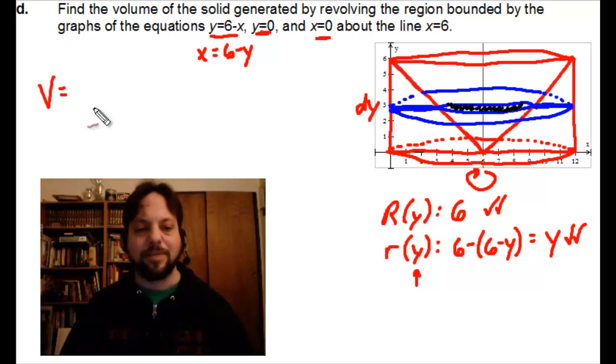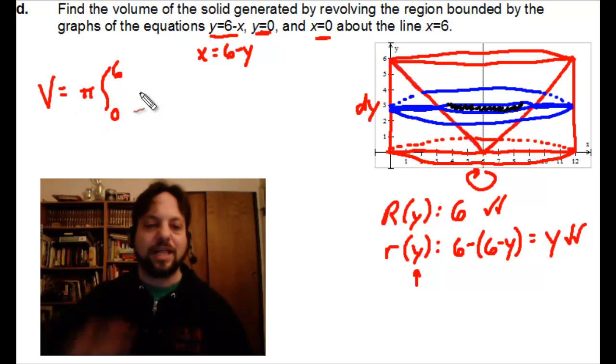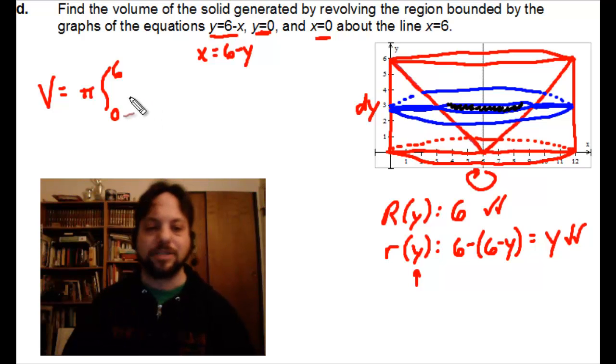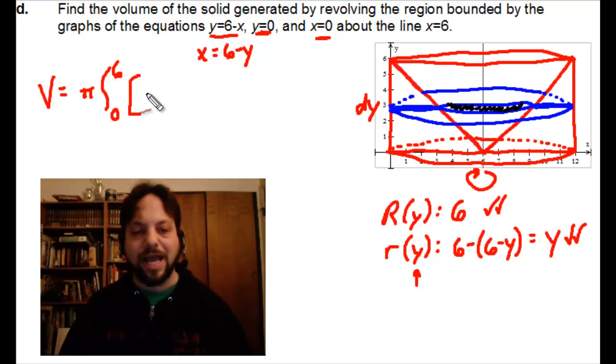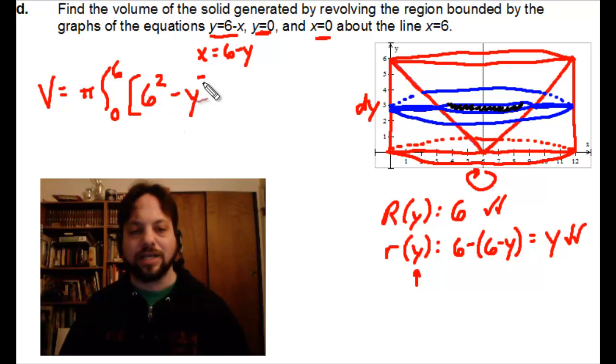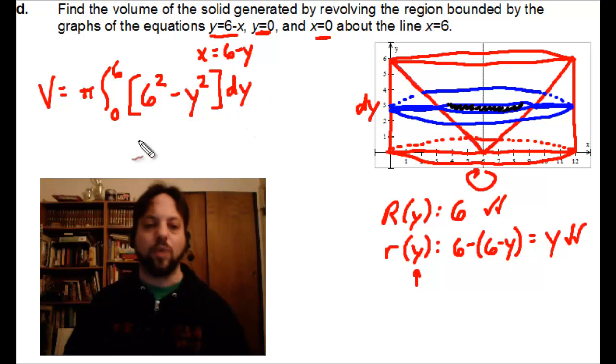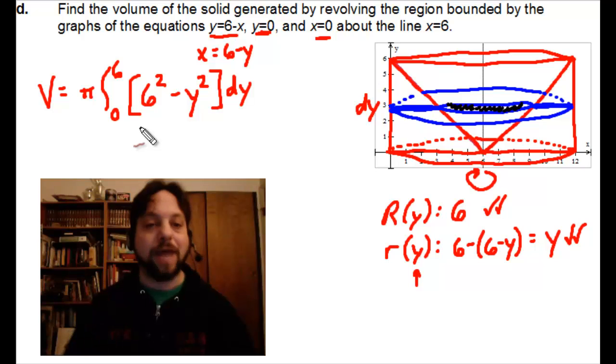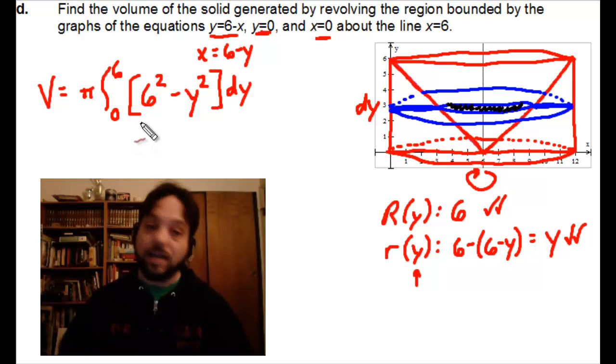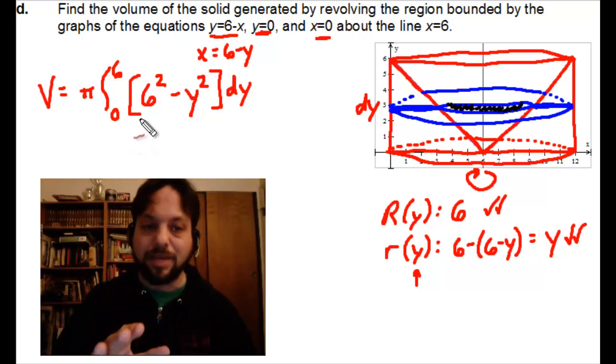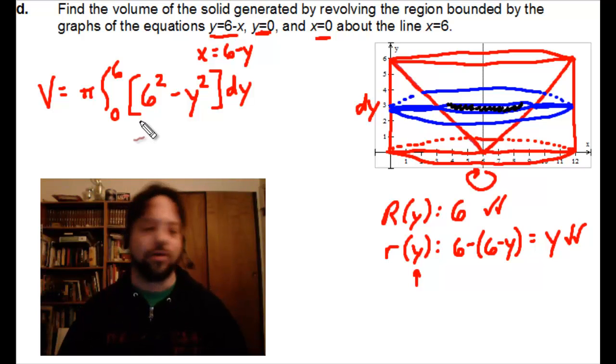I can now calculate my volume. That will be pi, integral from 0 to 6, from the bottom to the top, of my outer radius squared minus my inner radius squared. I'll multiply that by the height of each washer, which is dy. And this is perhaps the easiest integral we've had yet. It's not the easiest problem, not by any means, but it is the easiest integral, which is funny because the hardest part of these problems is simply setting up the integral.